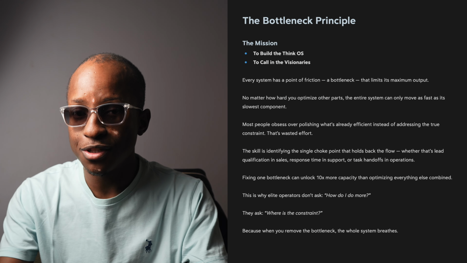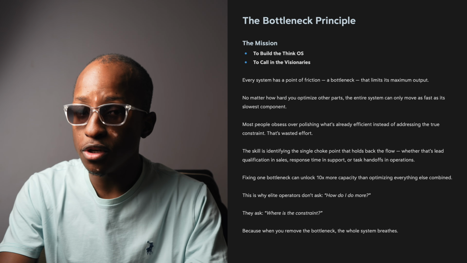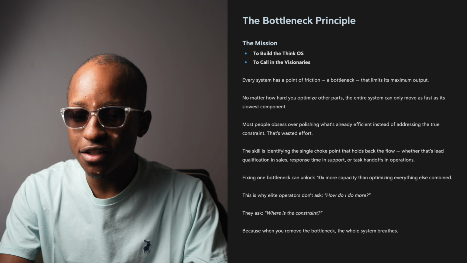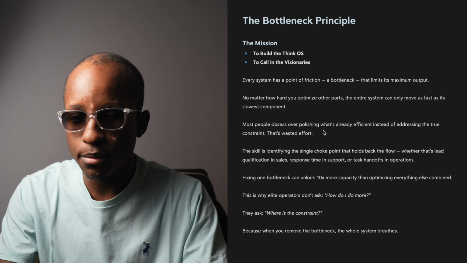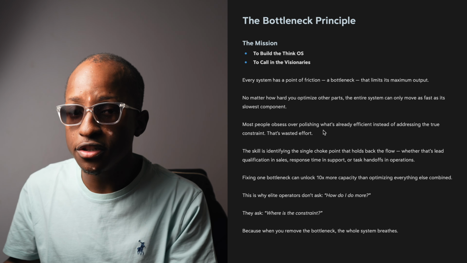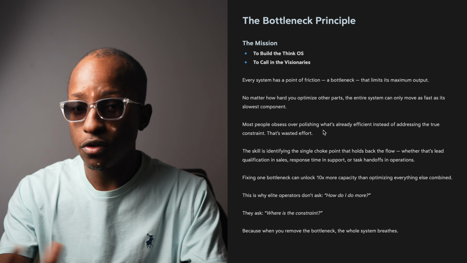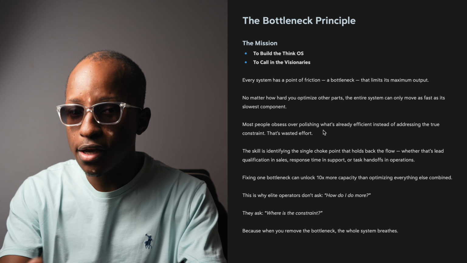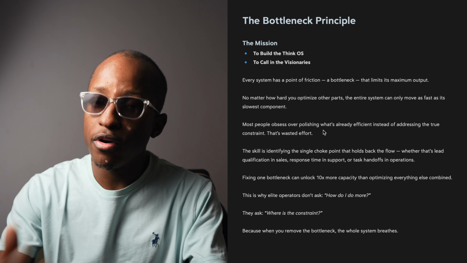And most of the time, this has come through deletion, and understanding that most people obsess over polishing what's already efficient instead of addressing what the true constraint is. That is wasted effort. There are so many people focusing on the things that are already efficient and saying, hey, this is already working. And that's super easy to fall into, you could say linear thinking, saying, hey, each and every single day we are seeing what is efficient, and through this efficiency we don't need to address where the constraint is.